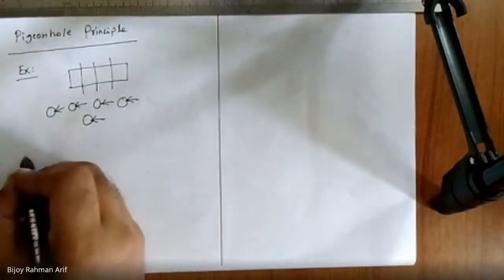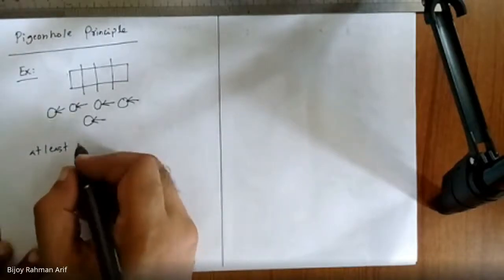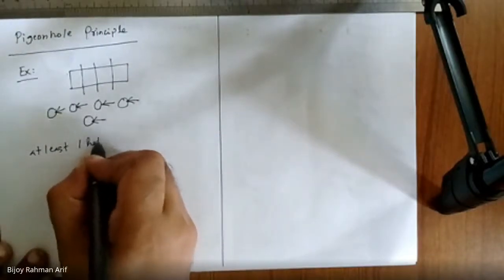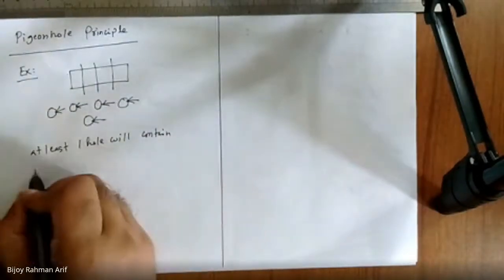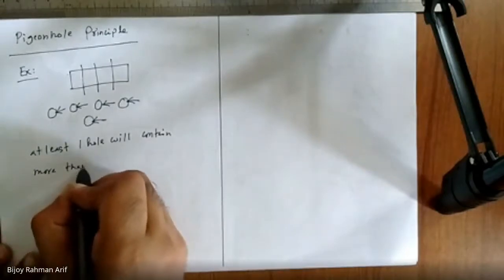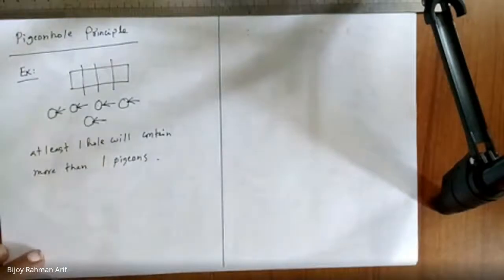Then I can say at least one hole will contain more than 1 pigeon. Can you prove this actually? At least one hole will contain more than 1 pigeon. Can you prove that actually? No, it is not possible to prove. But it is a very natural fact.